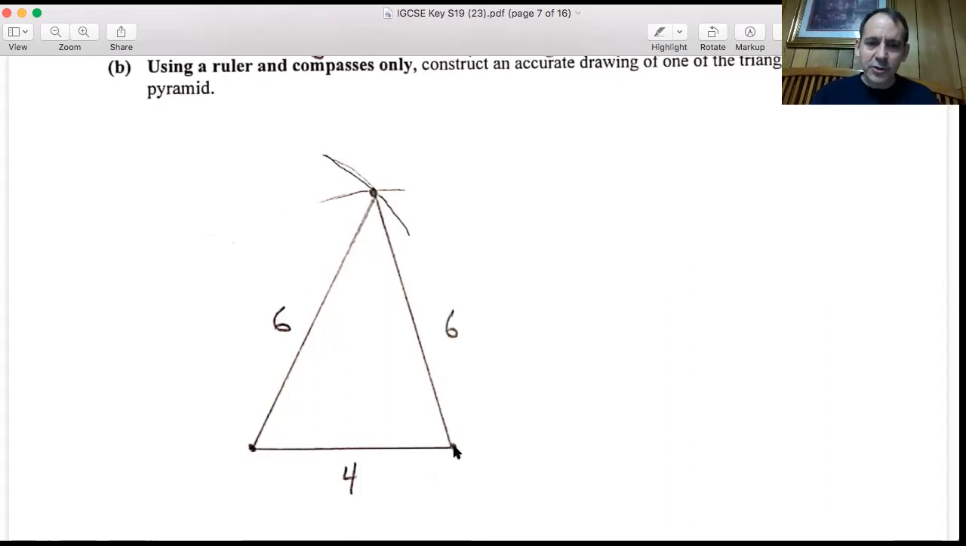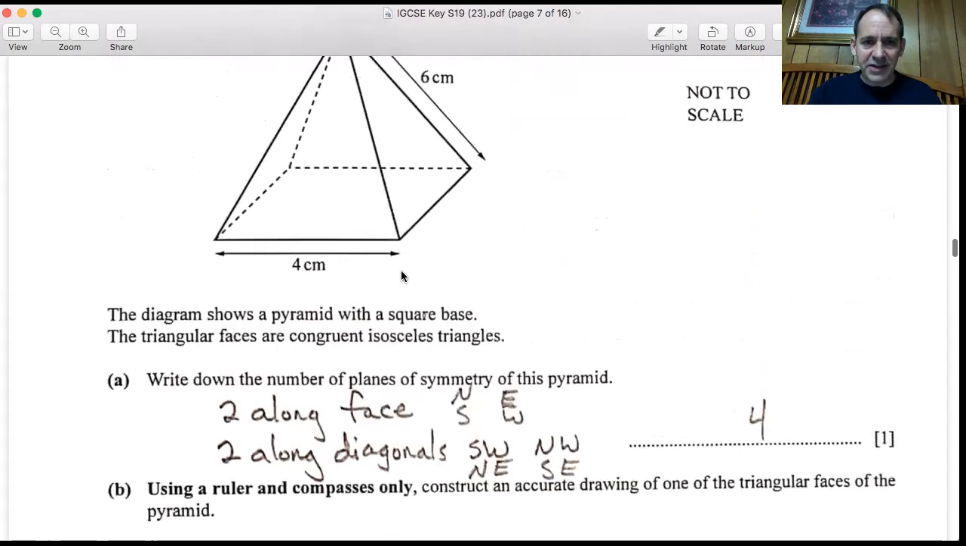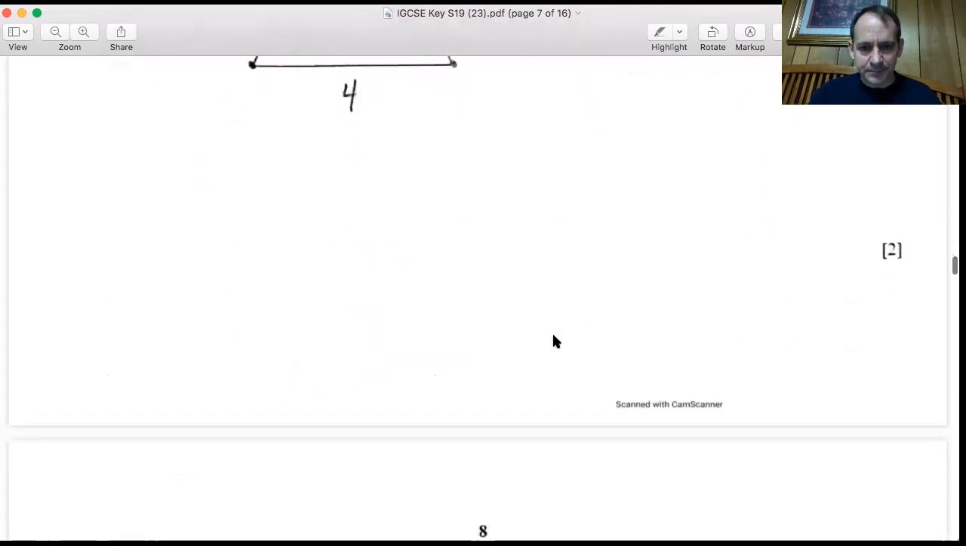Everywhere along this arc is 6 centimeters away from this corner. Then go to the other corner, put the pointy part of your compass on this dot and run your arc this way. Where your 2 arcs intersect is your vertex, and then draw your straight line with your ruler from this vertex to the other 2 vertices here. And there is your isosceles triangle that matches the face of the pyramid.